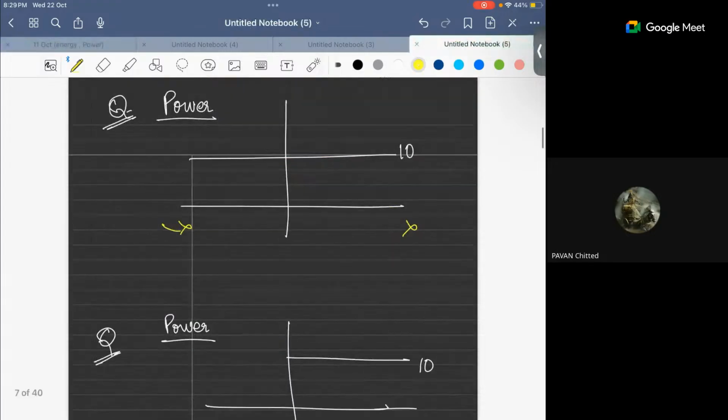So you can calculate the power here, right? What will be the power for the first case? Sir, 100. Yeah, and what will be the power for the second case? Sir, 50. Correct.